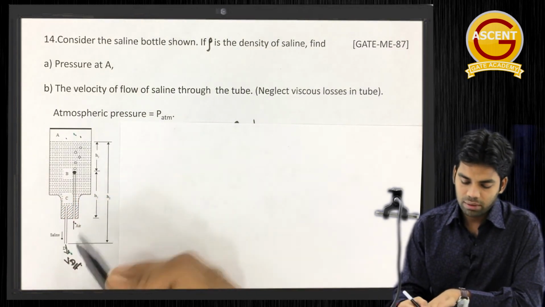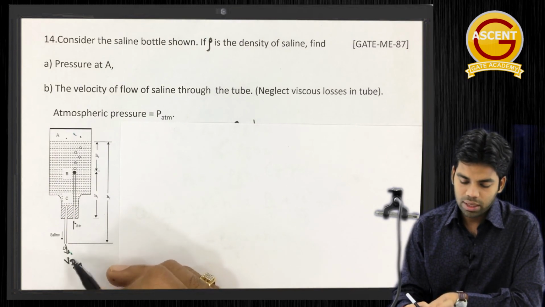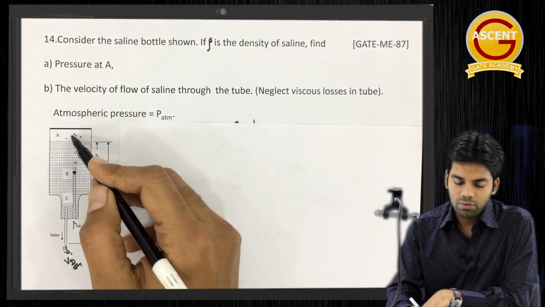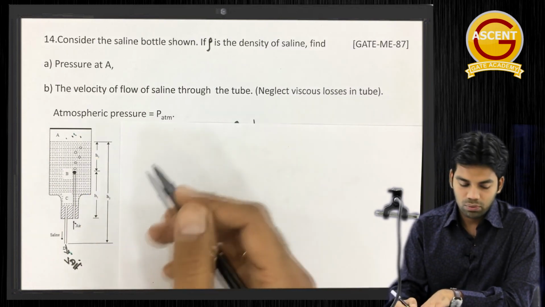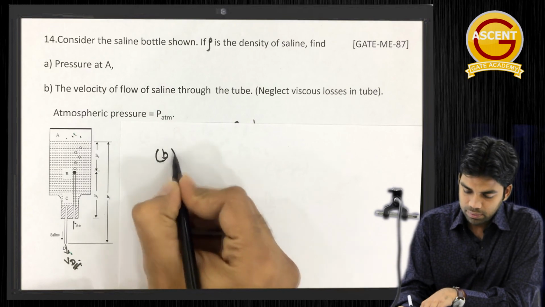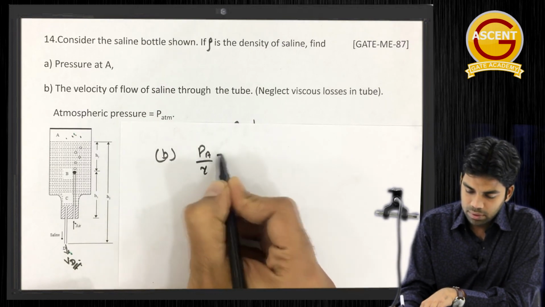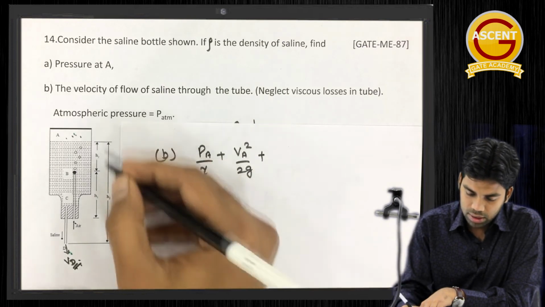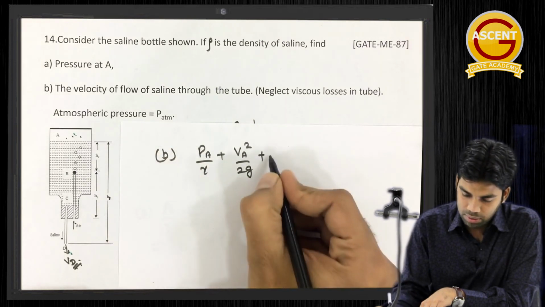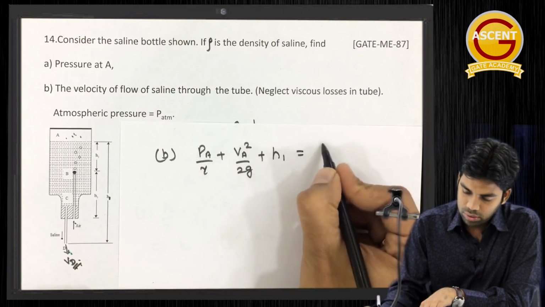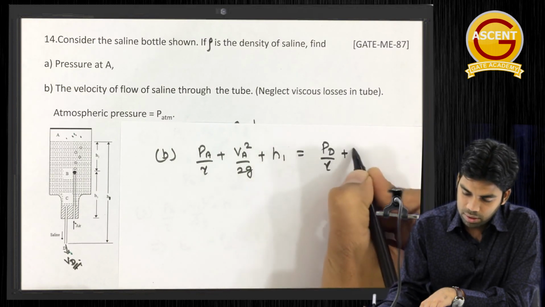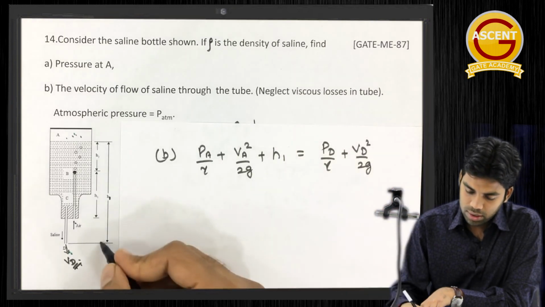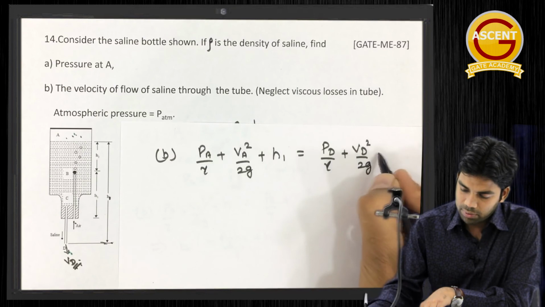Next part says the velocity of flow of saline through the tube. So we have to determine the velocity at point D, that means the velocity at point D we have to determine. For this we will apply Bernoulli's equation between point A and point D. What Bernoulli's equation says: Pa by gamma plus Va square by 2g plus distance, this distance is H1, so plus H1 is equal to Pd by gamma plus Vd square by 2g. And S2 is 0, this point D is at datum, so this will be 0.